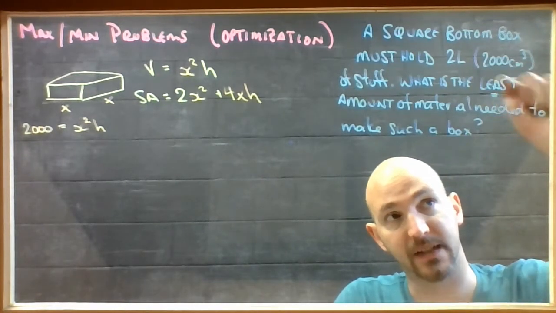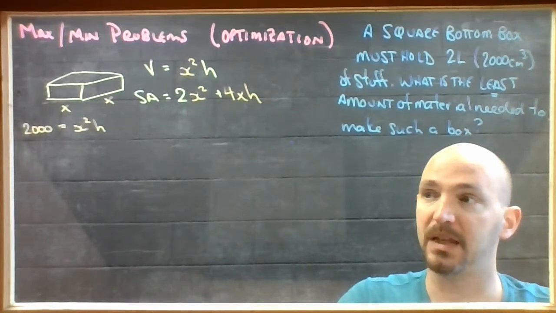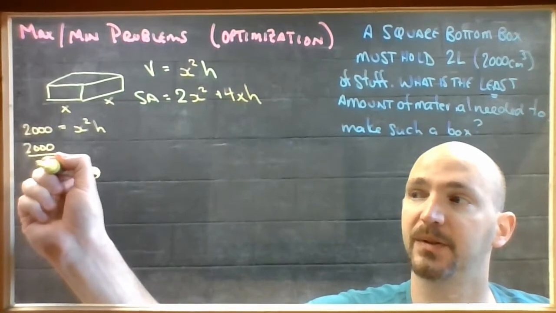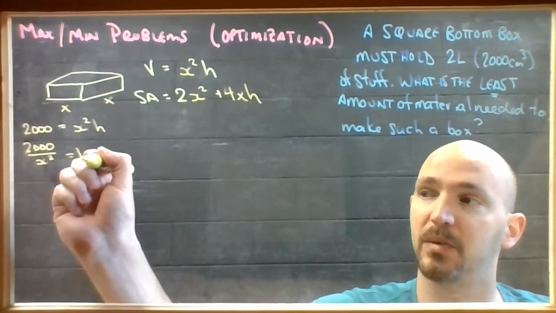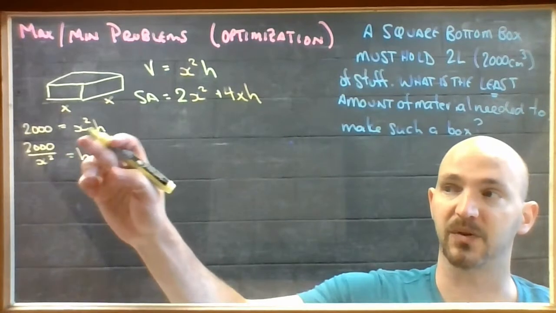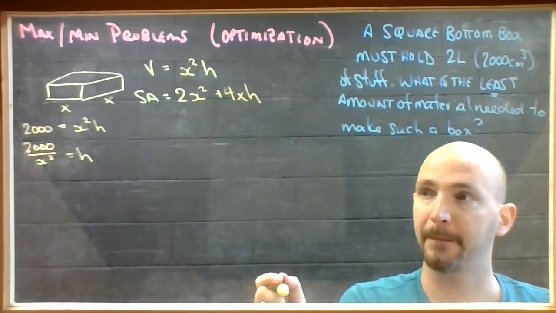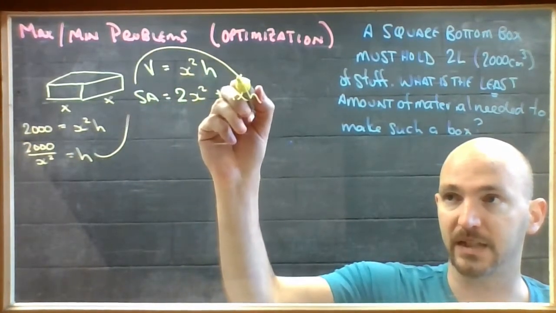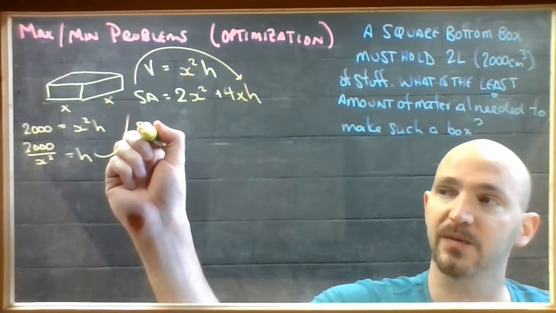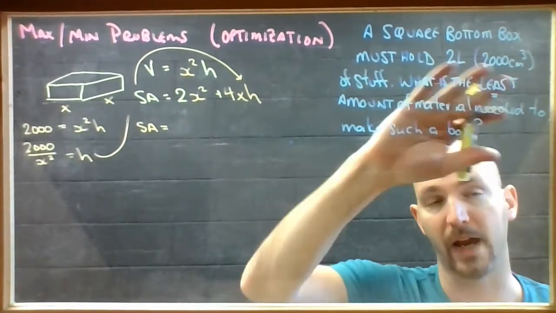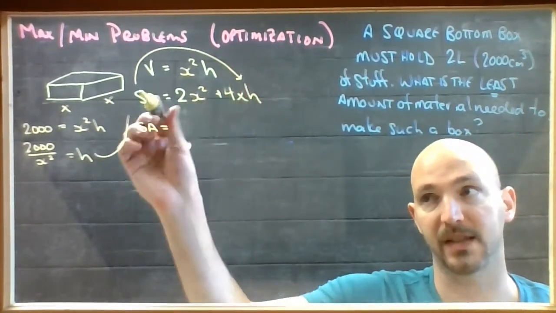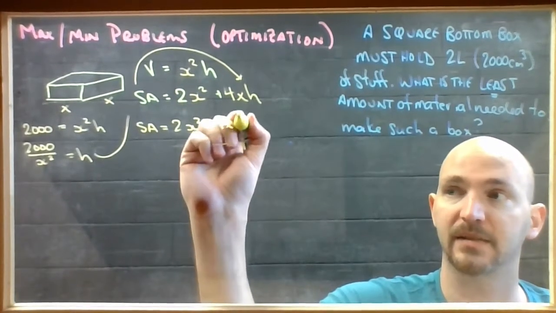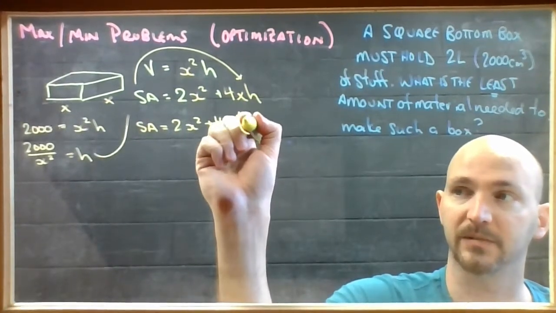So the fact that it had to contain 2,000 cubic centimeters means that the height of that box must be 2,000 divided by the area of the bottom. So I just divided both sides by x squared. That's going to allow me to substitute that value into here, so that my surface area for any 2,000 cubic centimeter box is 2x squared plus 4x times 2,000 over x squared.